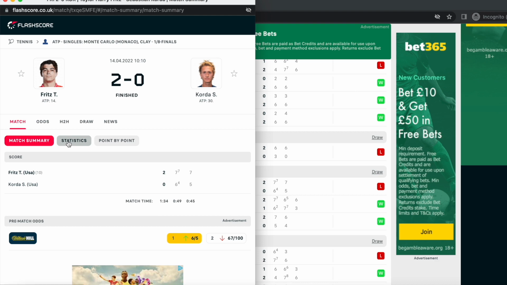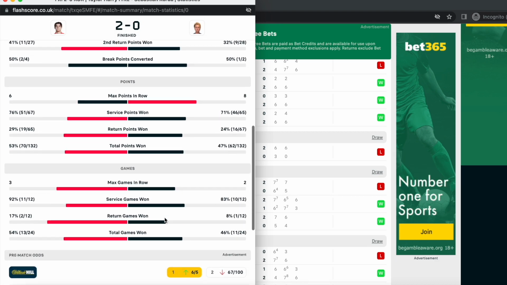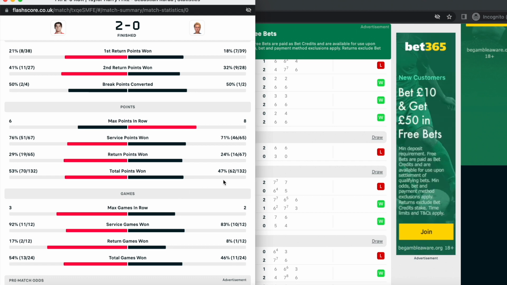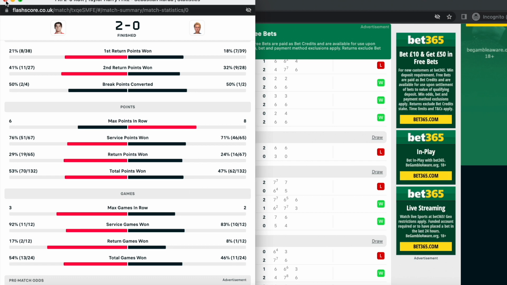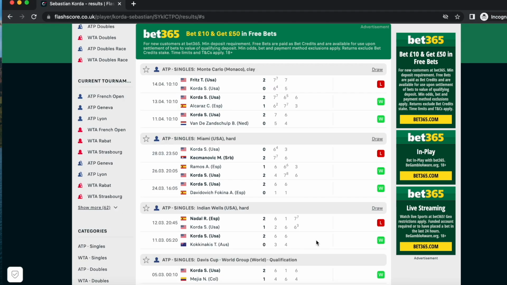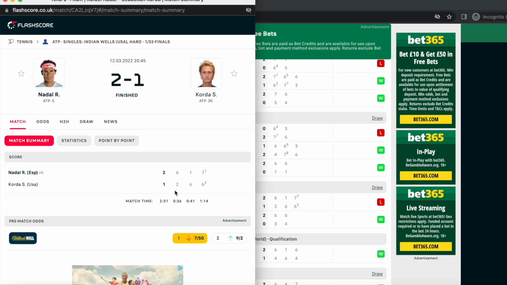But can this realistically go down as a loss? Let's have a look. Total points won. That's a bit closer, 47%. He won 47% of the total points in that match. If we scroll down further, this will be an interesting one against Nadal. This was back in March when Nadal beat Korda 2-1. So let's take a look at these stats here.